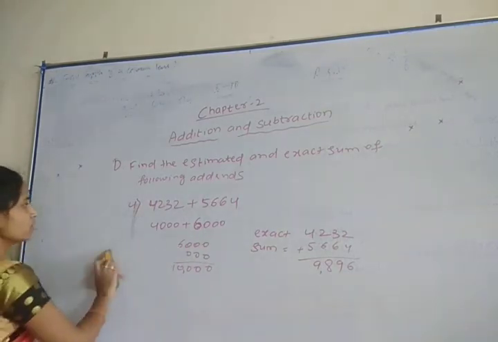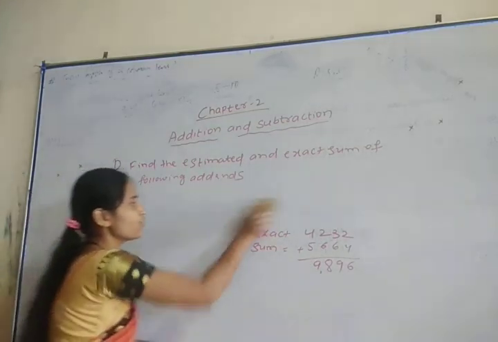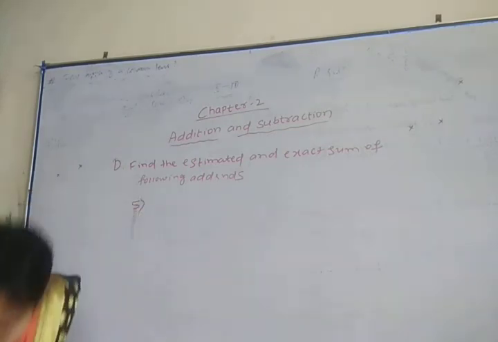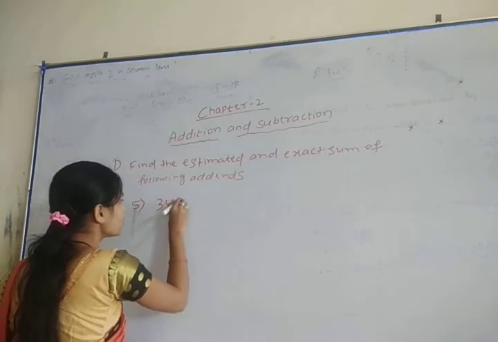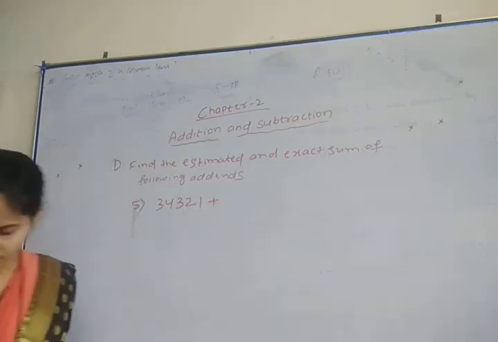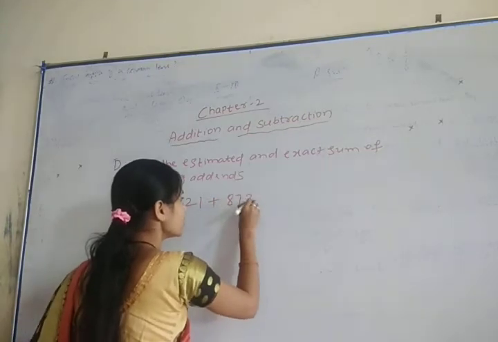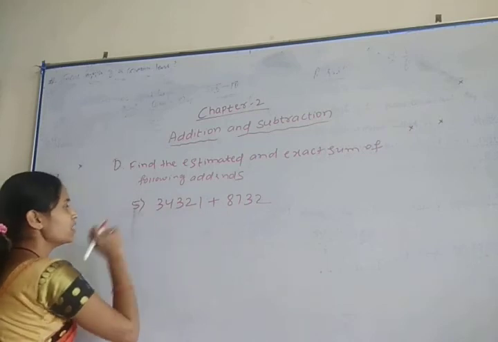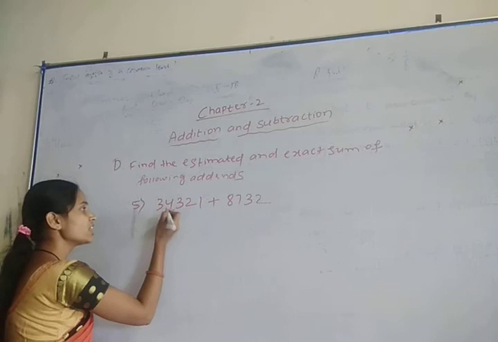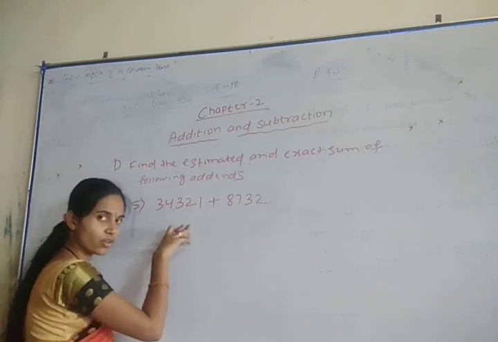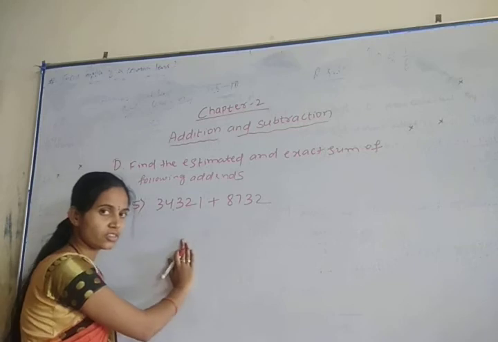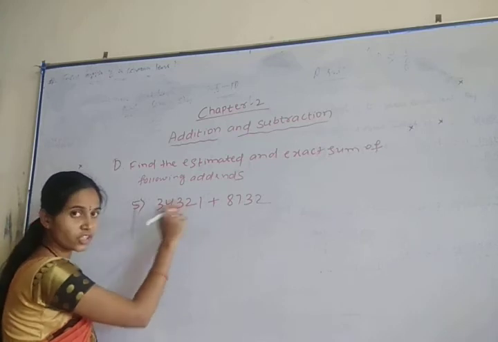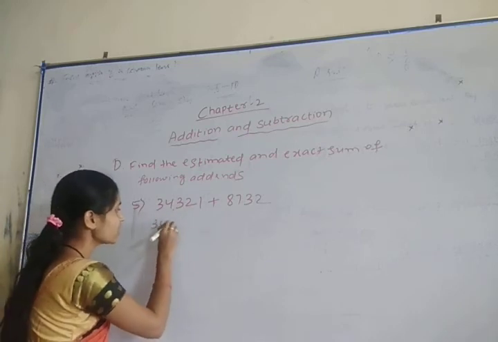Now let us see the fifth problem, which is 34,321 plus 8,732. Now we should round this number to its nearer number. So 34,321. Whether it is nearer to 34,000 or it is nearer to 35,000. It is nearer to 34,000. So we will round this number to 34,000 and write here 34,000.